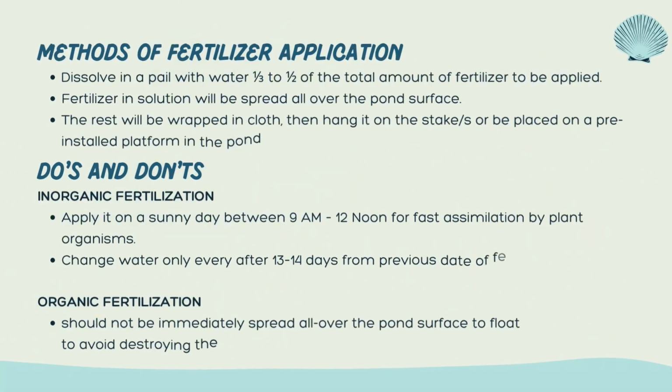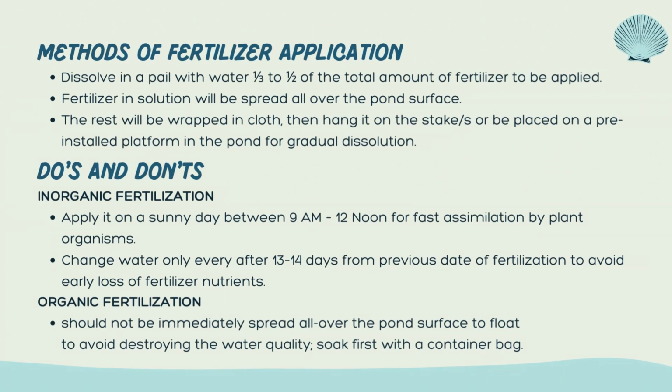For the methods of fertilizer application, 1/3 to 1/2 of the total amount of fertilizer is dissolved in a pail of water, and the fertilizer in solution will be spread all over the pond surface, and the rest will be wrapped in a cloth, and then it will be hung on the stakes or be placed on a pre-installed platform in the pond for gradual dissolution.